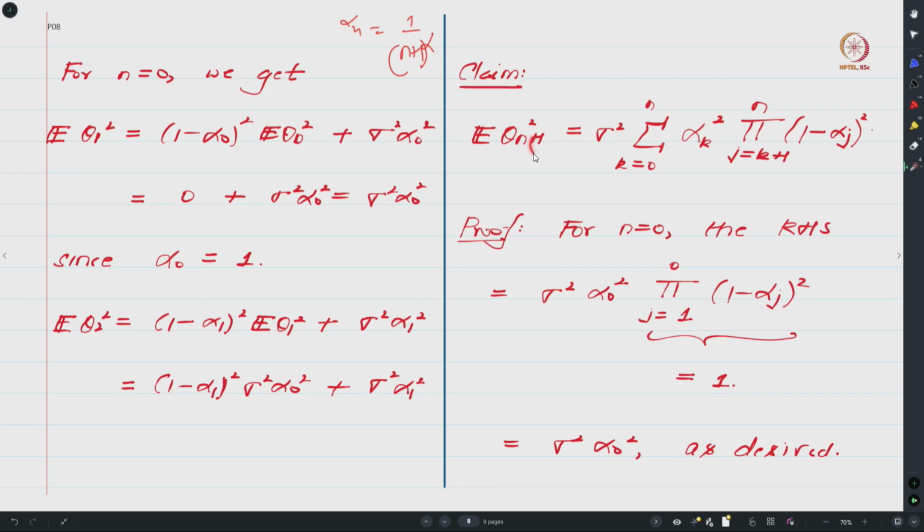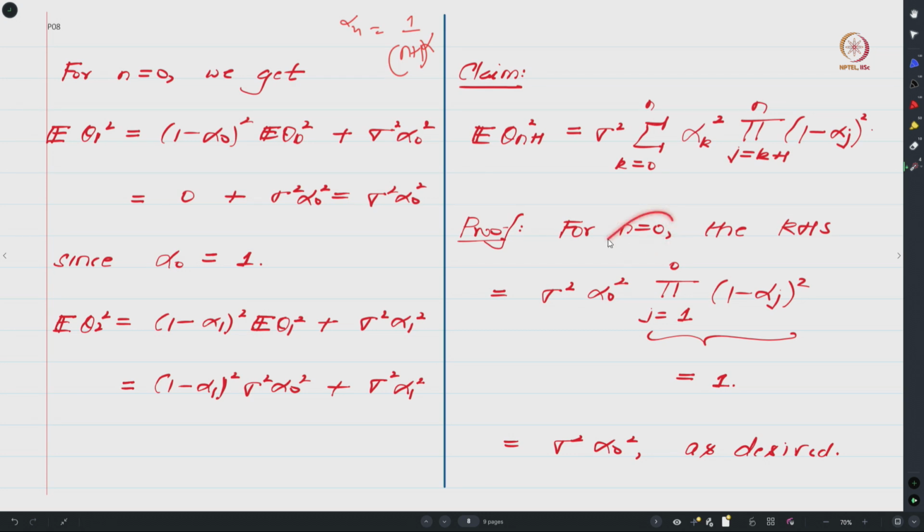Accordingly, for n plus 1 we sum from 0 to n, so that there are n plus 1 many terms, and the conjecture is that the summation is of terms of the form alpha k square times the product of j equals k plus 1 to n of (1 minus alpha j) the whole square. So this is the conjecture, and we are going to verify it using induction.